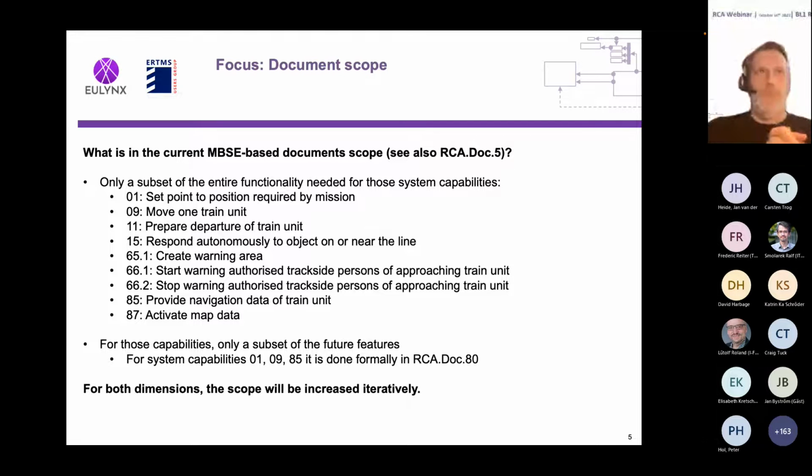That's pretty good. So we have a limited scope of what is already modeled according to this methodology. You should read RCA Doc 5 because there's a pretty good explanation of what is in and what is out. That's just an overview. I think we also provide this slide deck for download later, so you can have a quick reference. But if you want to look into RCA Doc 5, there's a pretty good explanation of what is already contained and what has already been modeled according to this process.